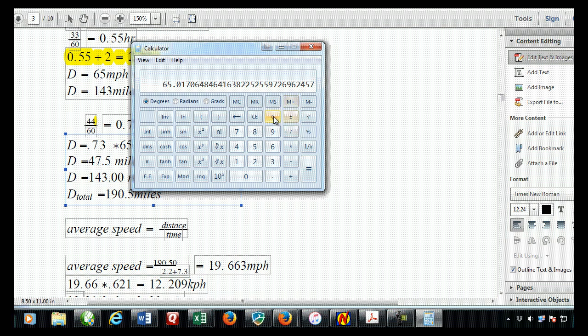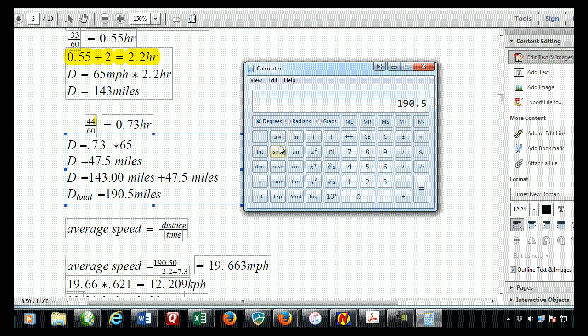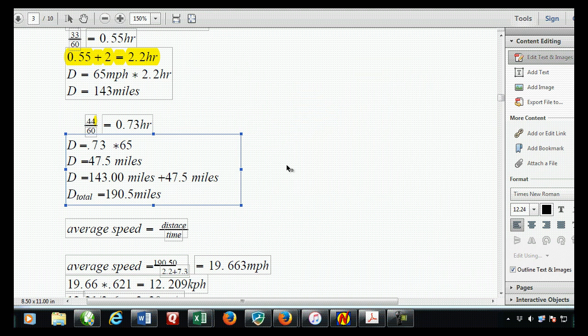Okay, let's try that again. I have 190.5 divided by, my total time was 2.93. Clear that. 190.5 divided by 2.93. That should give me 65 miles an hour for the average speed.